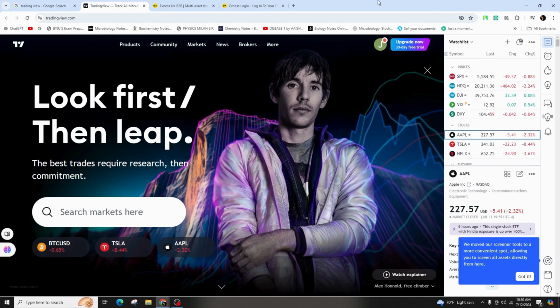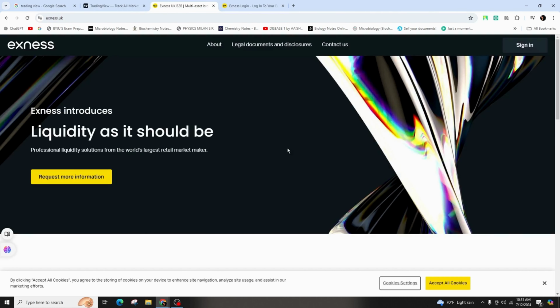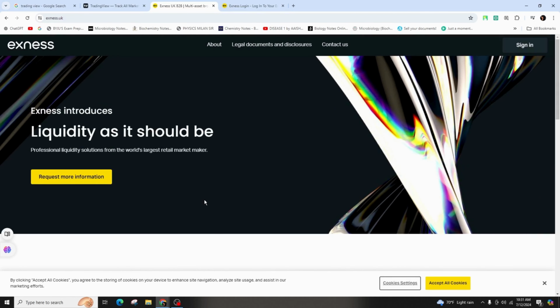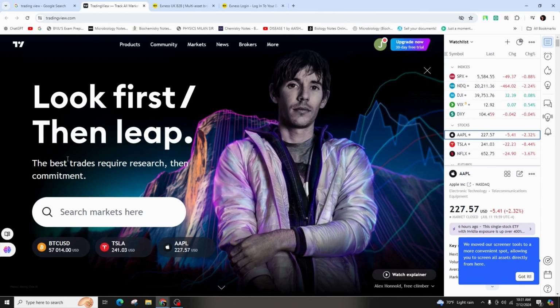The first option is the Exness terminal, a web-based trading platform shown on the screen, which integrates the charting powered by TradingView. Although you cannot trade directly within TradingView using this terminal, it functions similarly with shared features such as technical indicators and drawings.